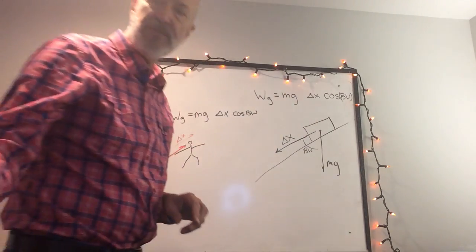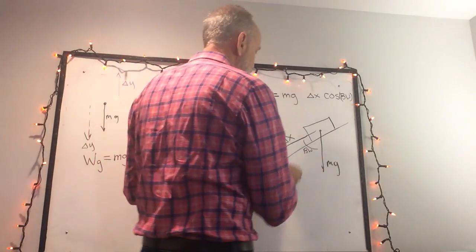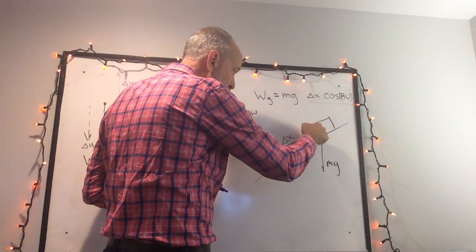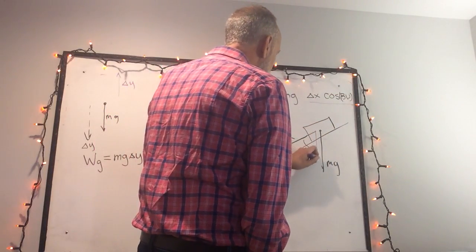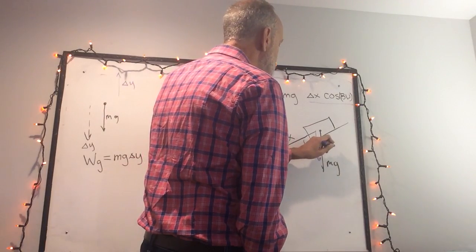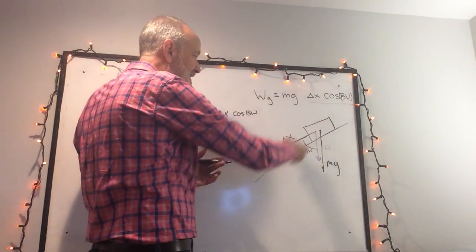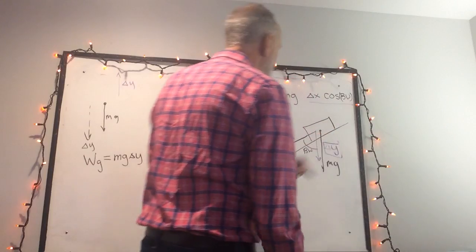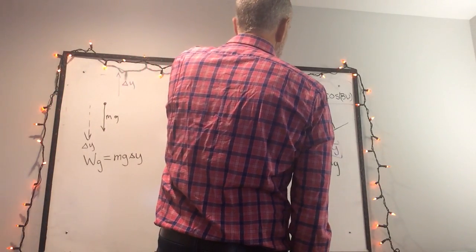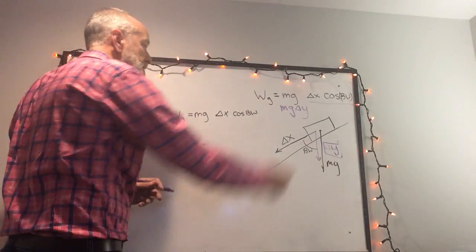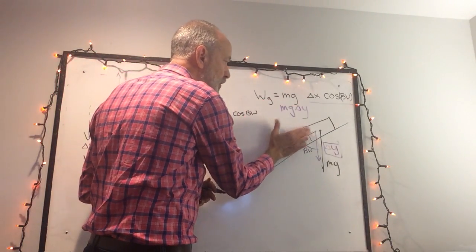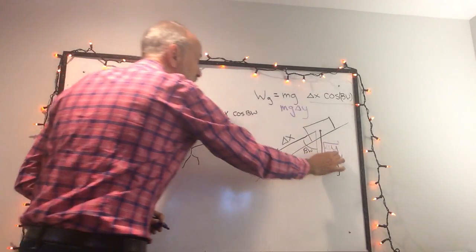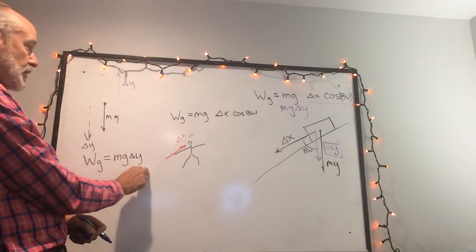But look what happens if you group these together. Delta x times the cosine of this angle actually just gives you the change in the y dimension. I hate that this is the x dimension. The change in the vertical dimension, which I'm just going to call delta y. So guess what? mg delta y. So as that block goes down the ramp, I don't even need to know the delta x. All I need to know is how far the block went down, and I've got my delta y and mg delta y. Look, mg delta y.